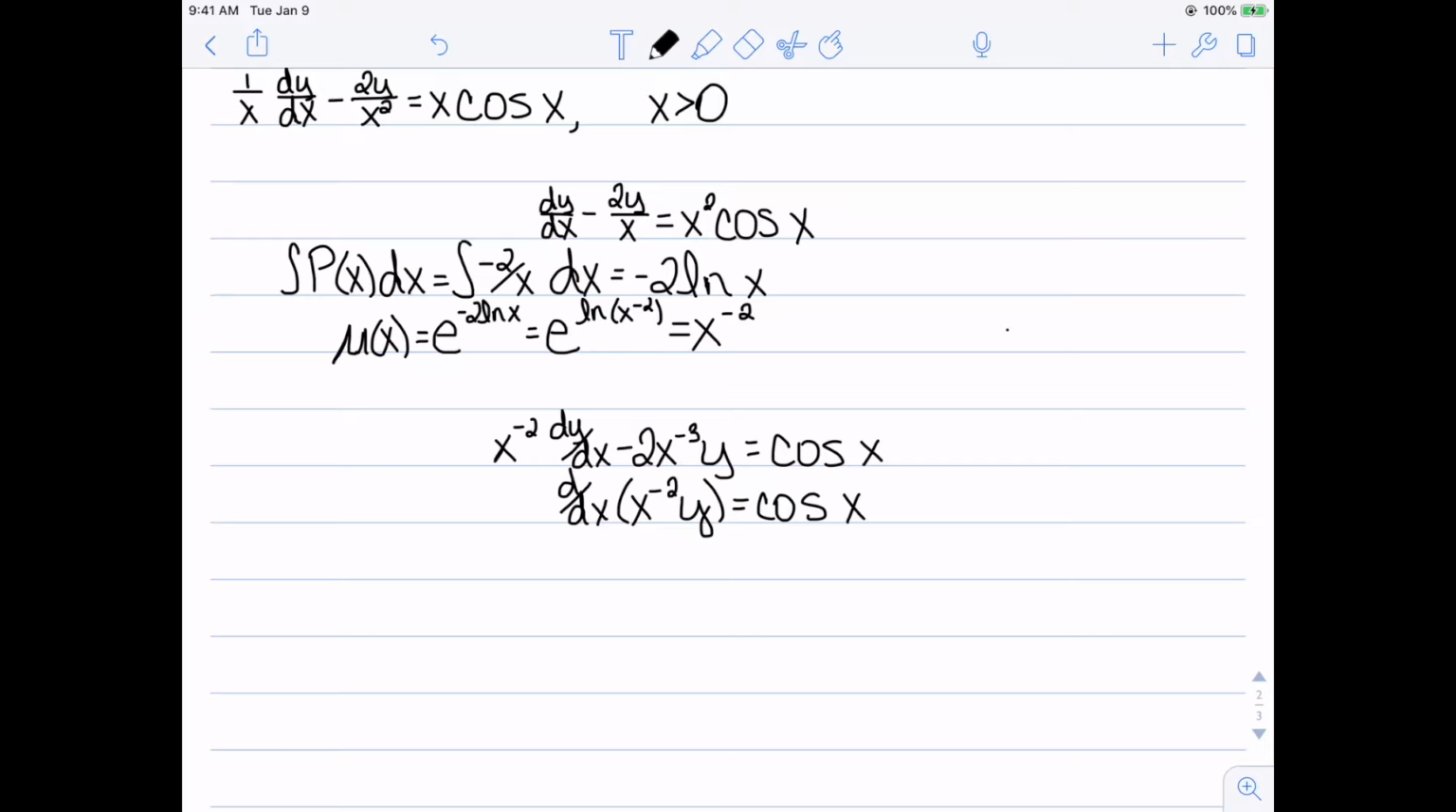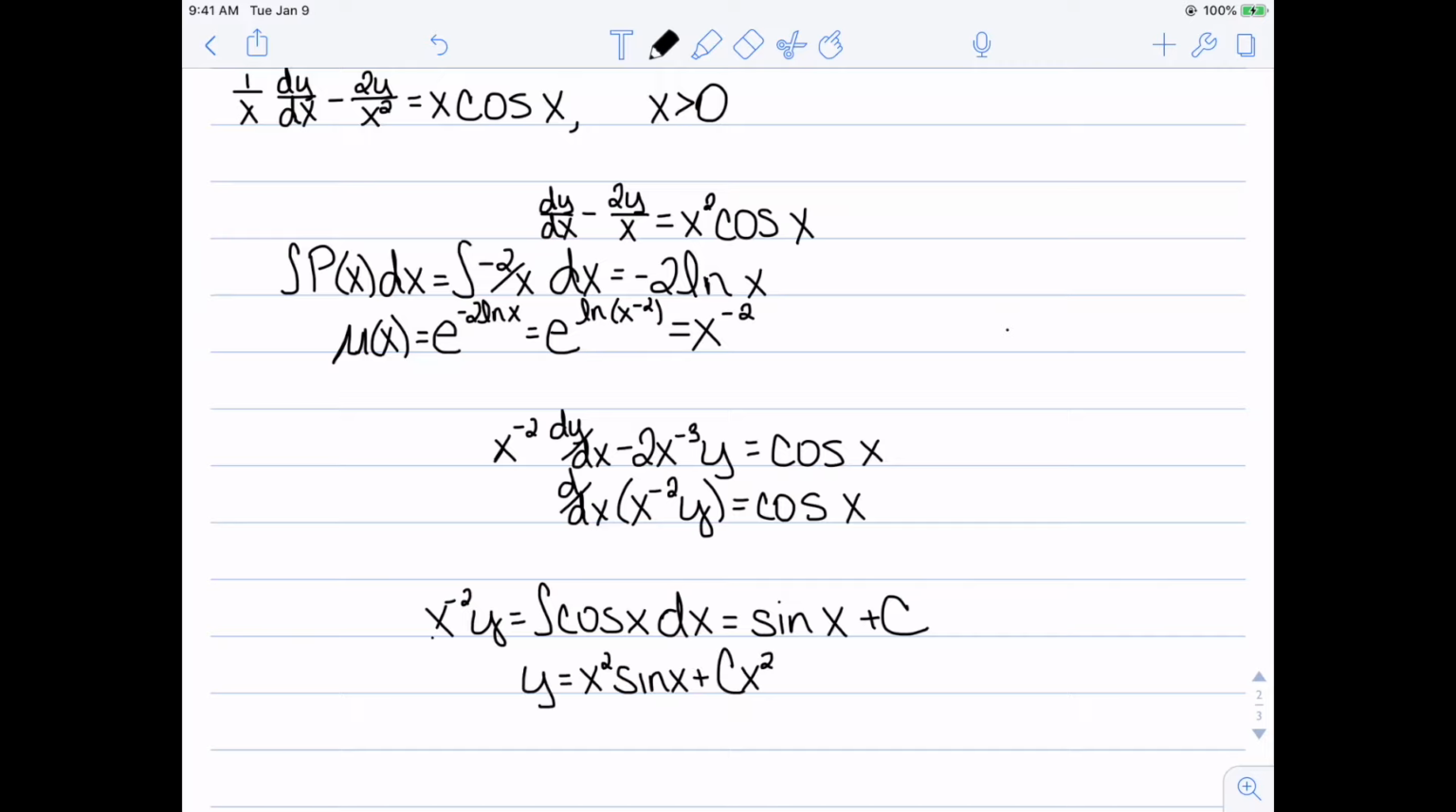The next step is to integrate both sides. Since the integral of a derivative is just the function itself, the left side becomes x to the negative 2 y. The right-hand side is the integral of cosine x dx, which is the same thing as sine of x plus c. Finally, we solve for y to get x squared sine x plus c x squared.